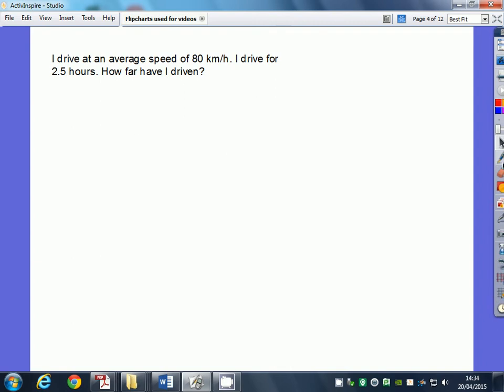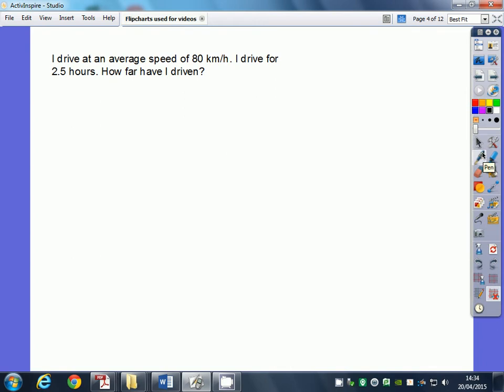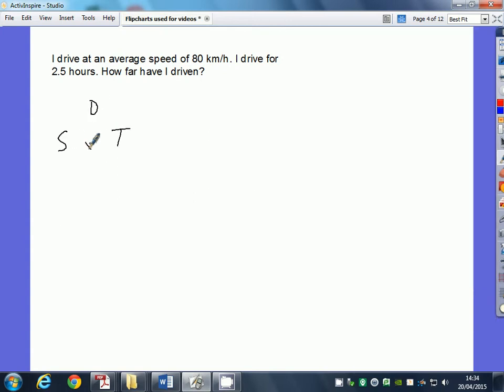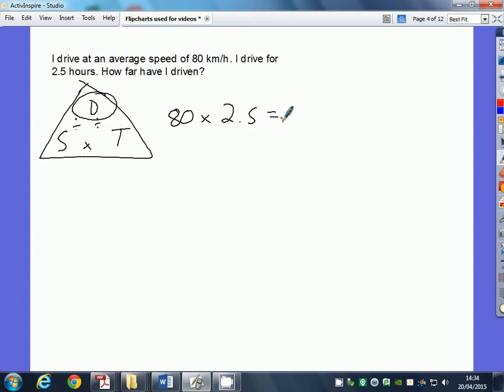So, as lots of you know, my speed, distance and time triangle looks a bit like this. Distance, speed and time with times, divide and divide. On this one, we are trying to find how far have I driven, so we're actually trying to find distance, which leaves speed times time. So if the speed is 80, times that by the time, which is 2.5, 80 times 2.5 is 200. You then need to consider your units. We were going at 80 kilometers per hour, therefore the answer must be 200 kilometers.